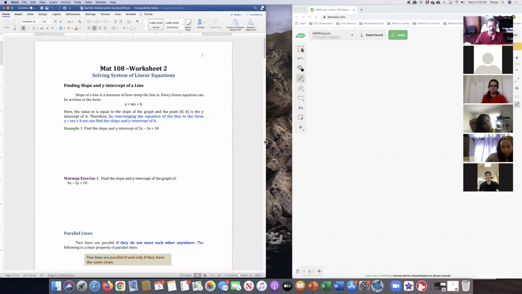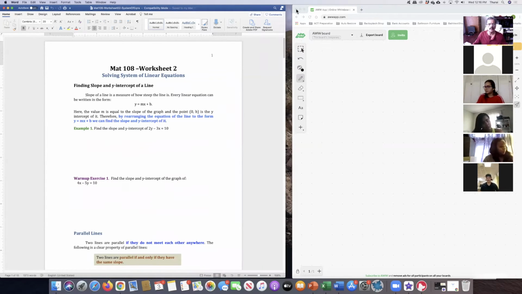And basically, it's about system of equations. So we need to review some basic facts that you learned in your math class. Any equation of a line can be written in this form, y equal to mx plus b, where m represents the slope of the line and b is the y-intercept.